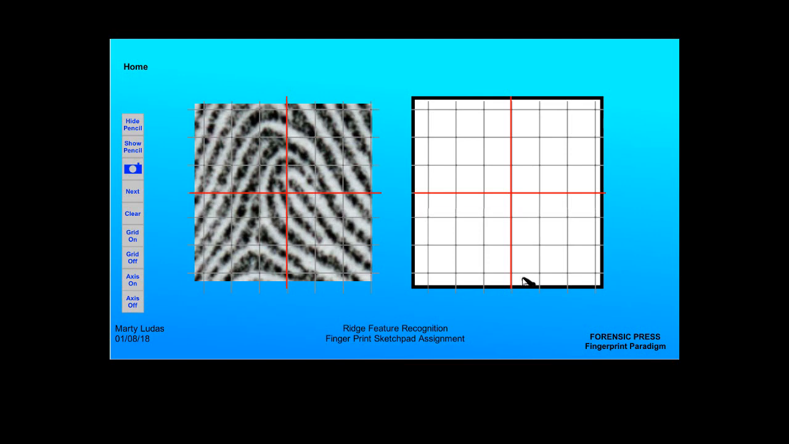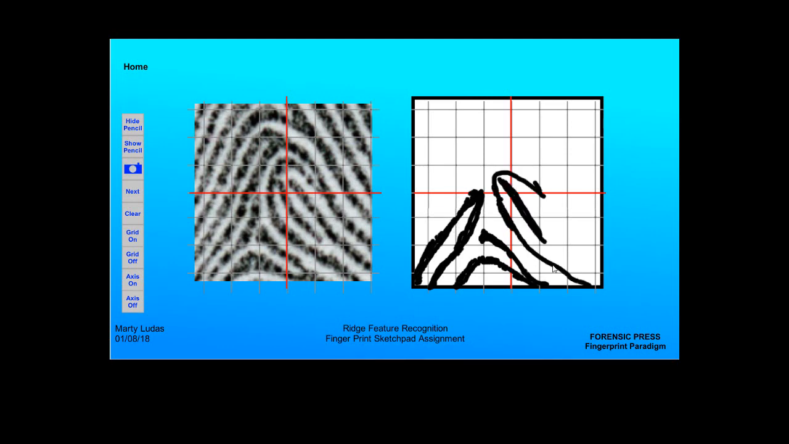This is triple speed video of me drawing a loop pattern with the Paradigm's Draw tool. It takes a while to get used to the Draw program, but after a while you can get it to display ridge contours and even pores. Here's a completed chart.